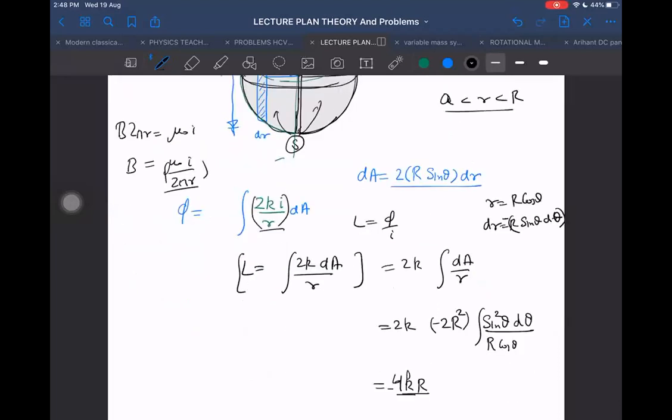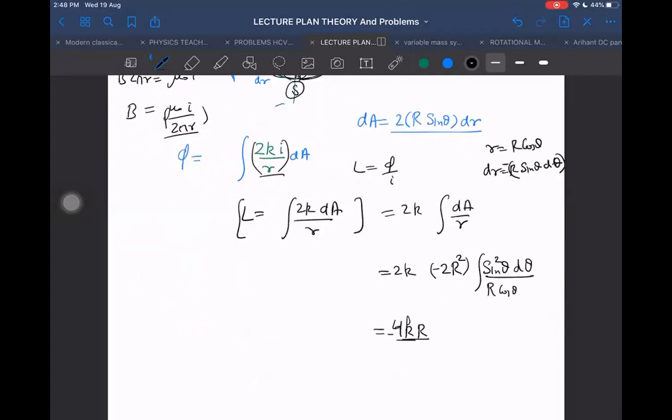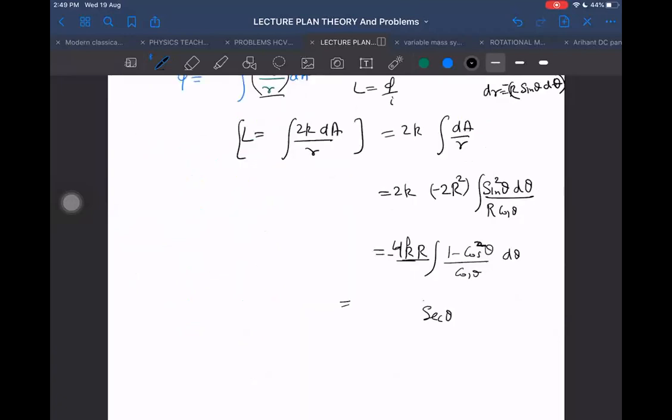So now you tell me, is the integration possible for this or not? Sin squared theta d theta upon cos theta. 1 minus cos squared theta upon cos theta. Yes, we can integrate it easily because secant theta we can integrate, and the second term is so easy. Yes, very nice. We can do it. Then we can get the answer easily. Minus cos theta into d theta, and that is whole multiplied by 4k r. K is equal to mu naught by 4 pi. So we are able to get its self-inductance.